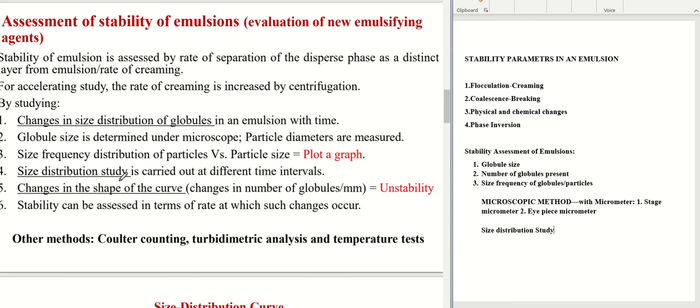Size distribution study is to be carried out at different time intervals.